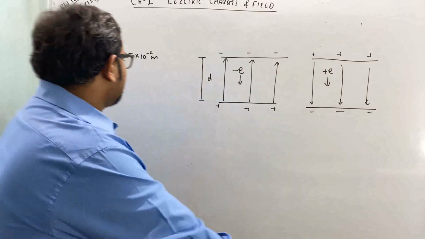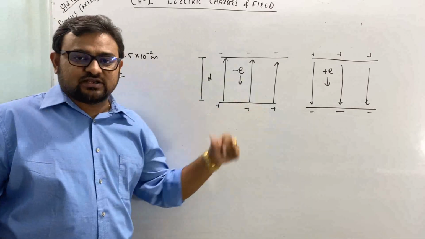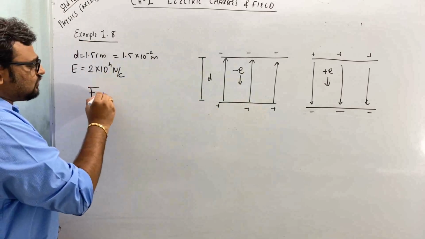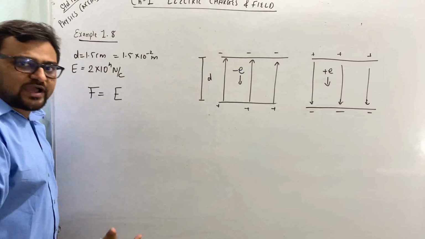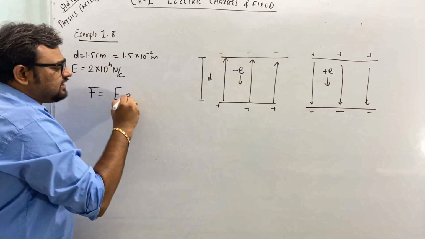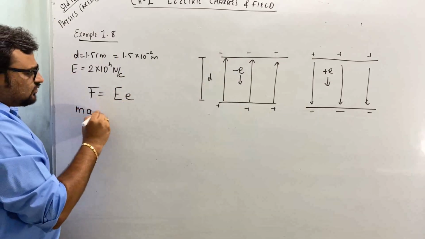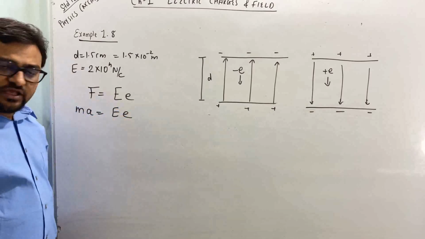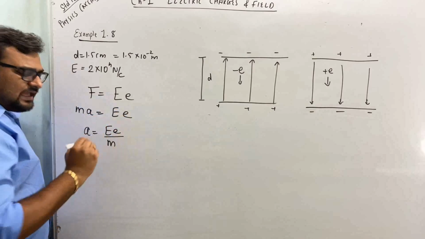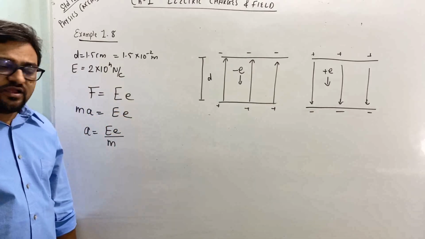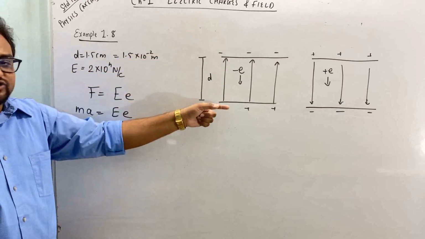Okay, so now what we have to do first, let's find out the force acting on this charge. The force acting will be equal to EQ. And what is the charge here? E. In both cases, magnitude wise, the charge is E. So instead of Q, I'm writing E. The formula for force, mass into acceleration equals E into E. So what will be the acceleration? E by M. Clear?